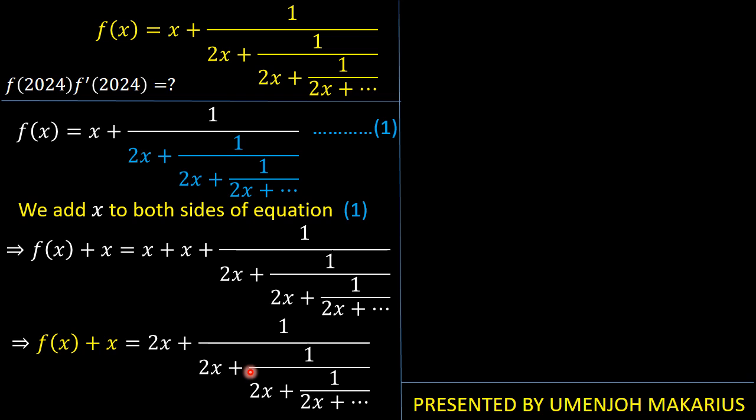And what do we notice, friends? What do you notice? Look at 2x plus 1 over 2x plus 2x plus and so on. You can see that we can replace everything here with what?